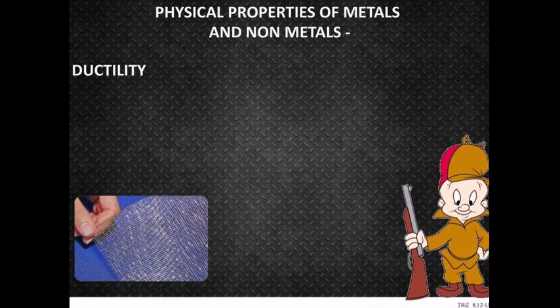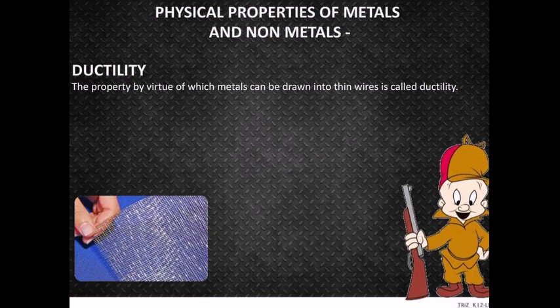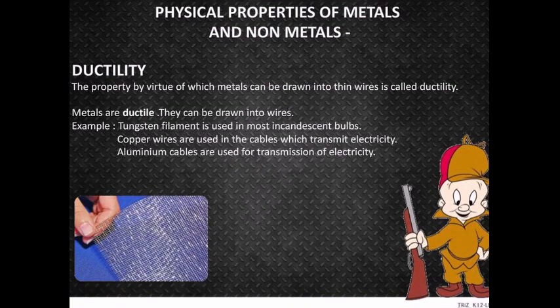Ductility. The property by virtue of which metals can be drawn into thin wires is called ductility. Metals are ductile. They can be drawn into wires. Tungsten filament is used in most incandescent bulbs. Copper wires are used in the cables which transmit electricity. Aluminium cables are used for transmission of electricity. Non-metals are not ductile.